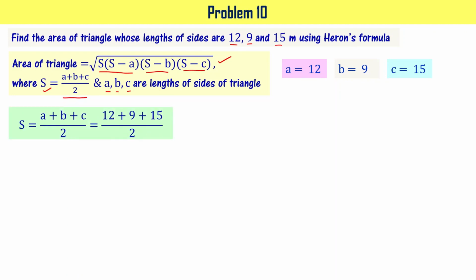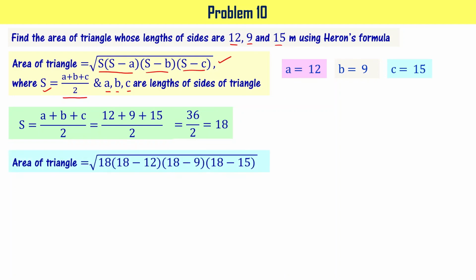s equal to (a + b + c)/2. That is equal to (12 + 9 + 15)/2. That is equal to 36/2. That is equal to 18. So when you substitute all these, area of triangle is going to be square root of 18 times (18 - 12), that is s minus a, (18 - 9), that is s minus b, times (18 - 15), that is s minus c. When you simplify it, you can write it as 18 times 6 times 9 times 3 under root, right?